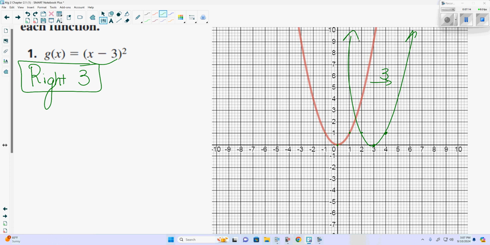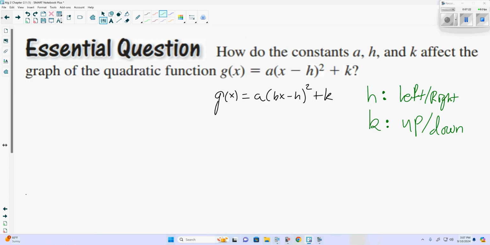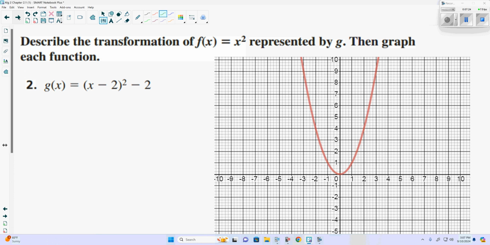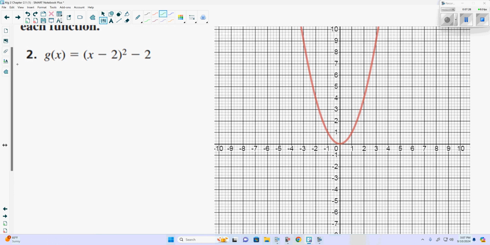Questions on this here? We ready for the next one? How many transformations do we have here? It's going down 2. Okay, it's going right. So it's going down 2 and right. It would be down 2 and right 2.